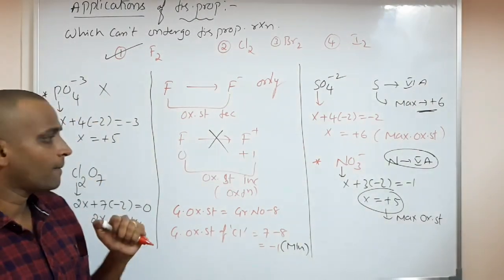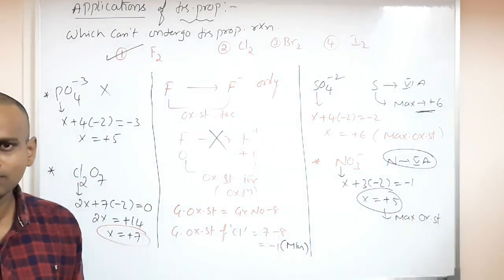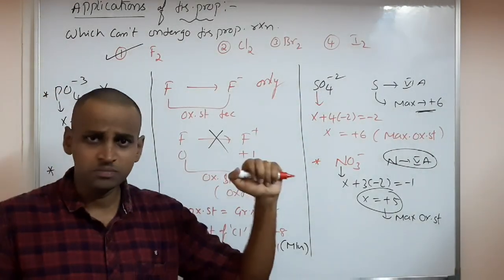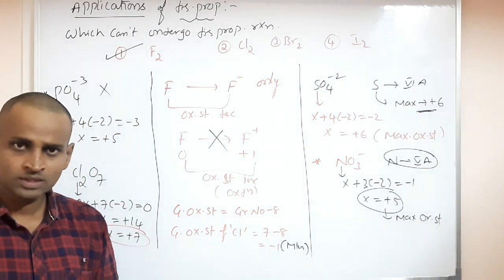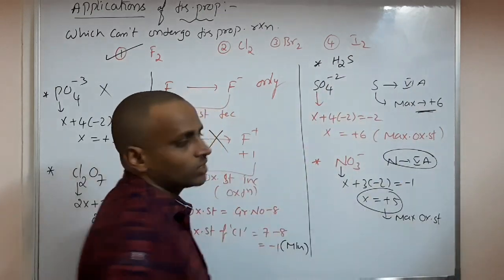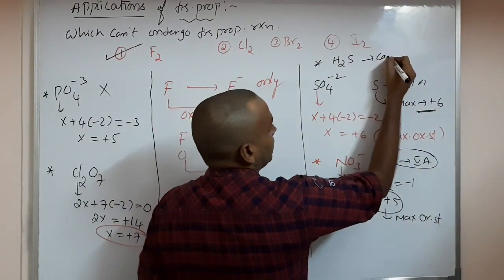Understood clearly? Maximum oxidation state is the group number. Got it, everyone? For sulfur, the minimum oxidation state is minus 2. In the same way, H2S cannot undergo disproportionation.